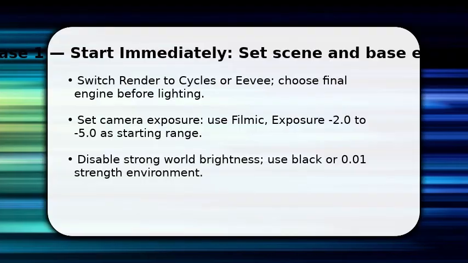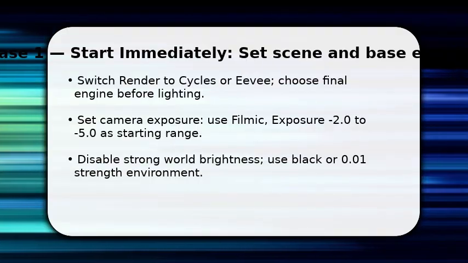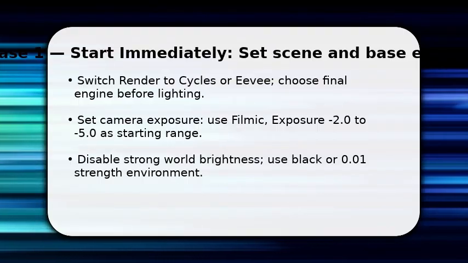Enjoy the video. You start by locking render and camera settings. Do that now. Switch to Cycles or EEVEE, then pick Filmic color management and lower exposure to about -2 to -5. This gives you true night range. Make the world nearly black or set strength to 0.0 so scene lamps define the night.